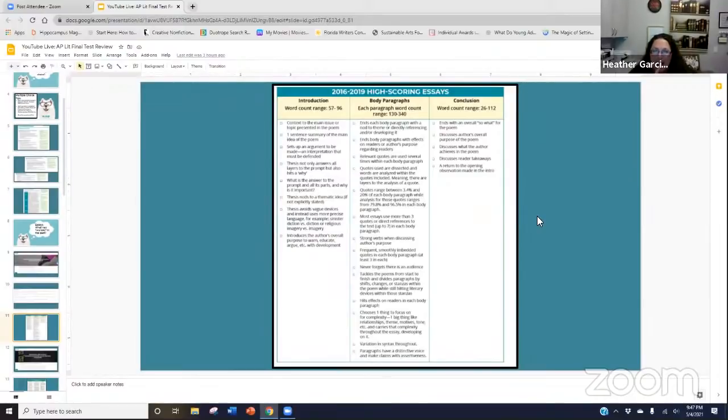And then look at the third bullet point for body paragraphs. Relevant quotes are used several times within each body paragraph. Not once, not twice, several quotations working their way through the paragraphs. And then look at that fourth one. Quotes used are dissected and words are analyzed within the quotes included, meaning there's layers of analysis.